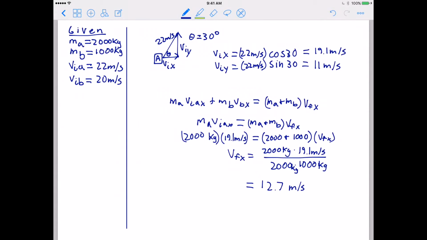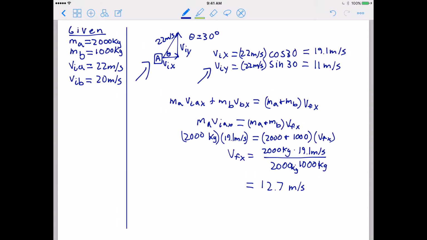Okay, so first we need to calculate the x and y components of the velocity of car A. Here you can see that I split it into the x and y components, and here I show the calculations for them. The v initial x comes out to be 19.1 meters per second.